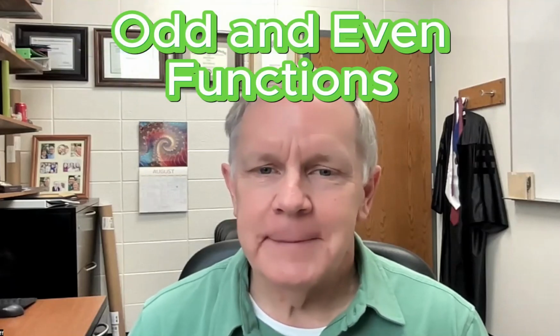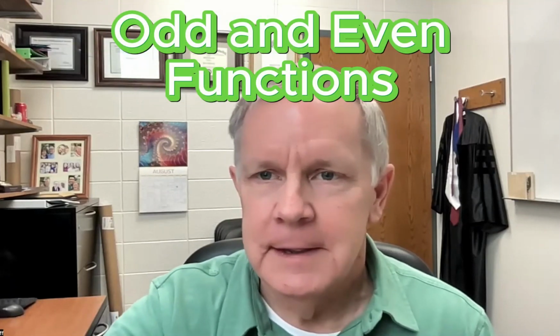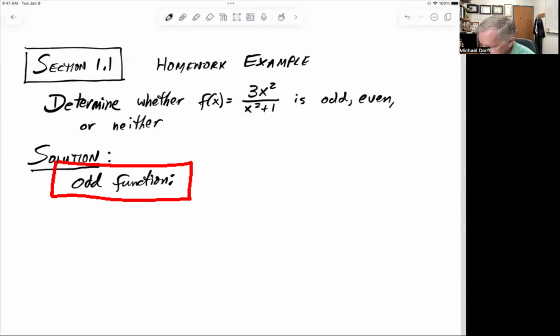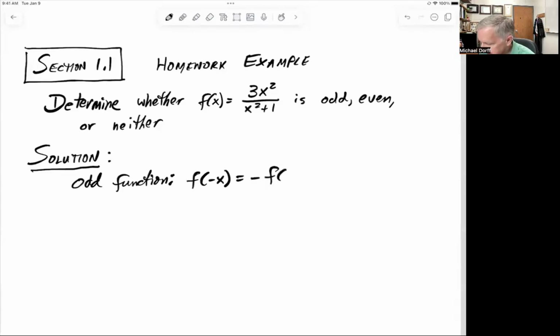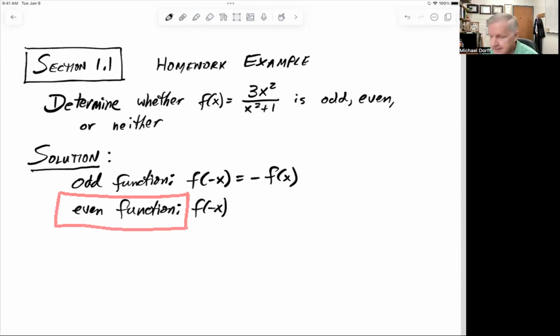Let's look at a homework example from section 1.1. In this example, we're going to be talking about odd and even functions. An odd function is defined as: if I put in f of negative x, I get the negative of f of x back. An even function is if I put in f of negative x for x, I get the original function f of x back.